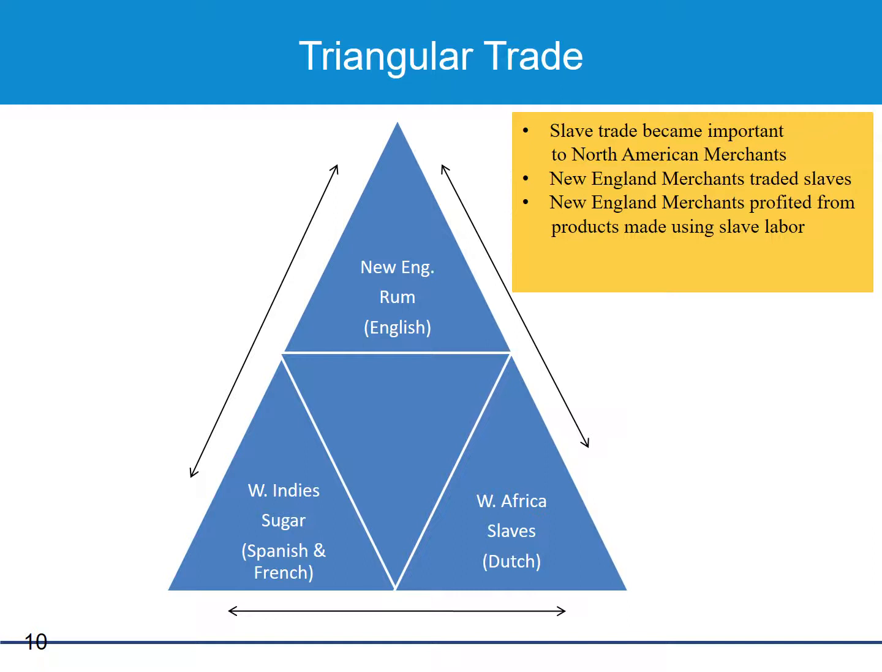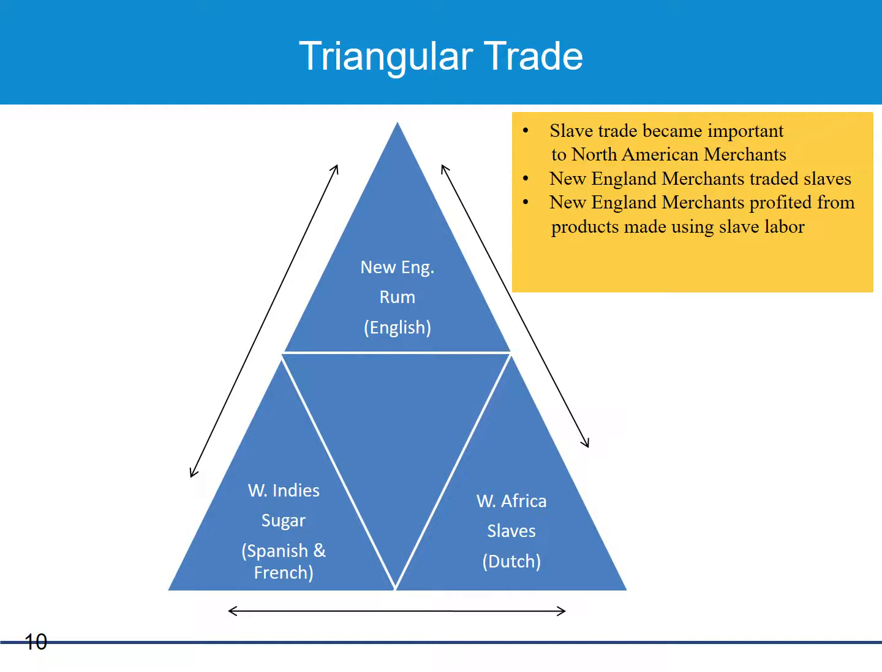Basically, the way it worked was the New England colonies would distill sugar into rum. They would trade that rum to the Dutch slave traders in West Africa for more slaves. Then those slaves would be taken from West Africa to the West Indies or the Caribbean, where they would be traded for more sugar. And then the sugar would be taken back to New England, where it was sold and distilled into more rum. And so the trading network went on and on.